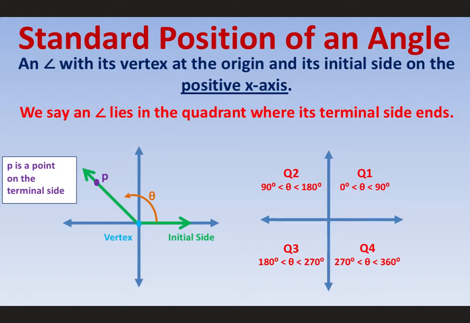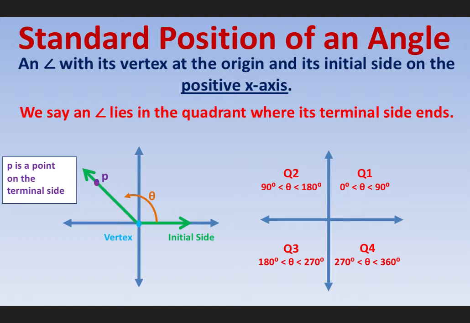So we might say the angle lies in a certain quadrant or something like that, and that's because that's where the terminal side is. So right here, we just have this point P. P is just any point on the terminal side. So a lot of times we'll define our angles based on a point that's on the terminal side. So this point could be something like -4, 5 or something like that. And that's a point on the terminal side.